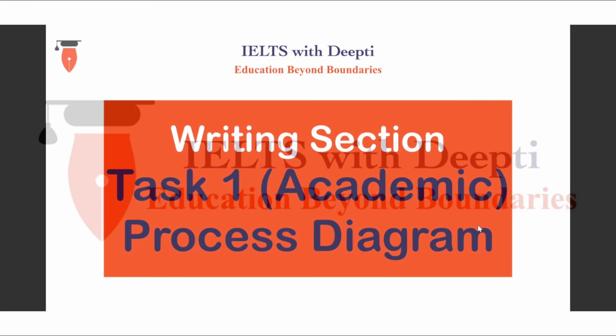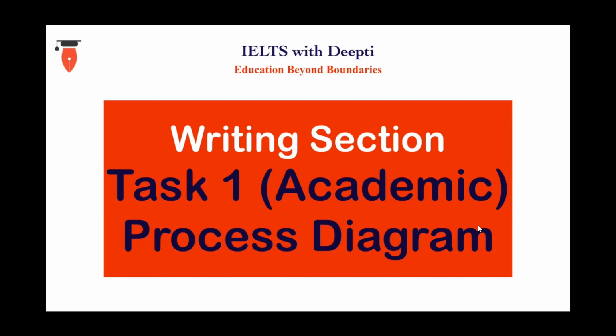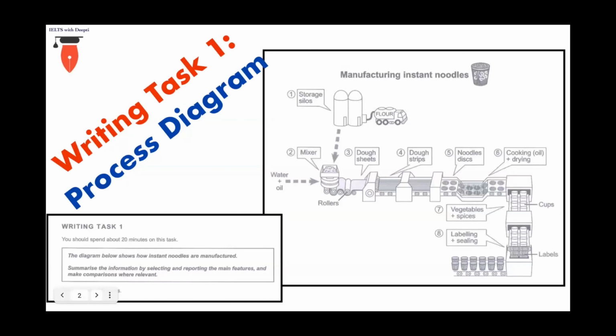So in today's video, we are going to focus on the writing section, task 1 of the academic module. And the task that we are going to talk about is a process diagram. So let's start. A process diagram would look something like this. So in this task, we are talking about manufacturing of noodles. And these are instant noodles.